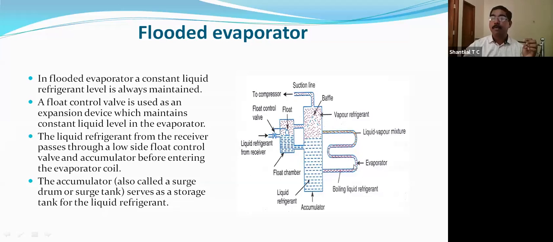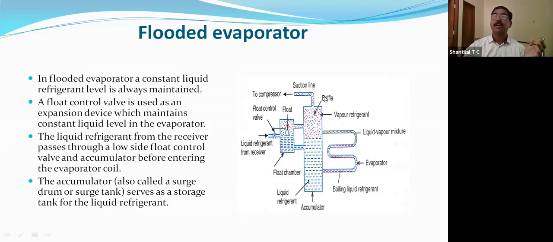Then this evaporator coil is full of liquid refrigerant, and this liquid absorbs heat from the surroundings, and the surrounding space is to be cooled. Then the liquid and vapor come back to this chamber, or accumulator. Here both are separating, liquid and vapor. Vapor is going to the compressor and liquid is collecting in the accumulator.